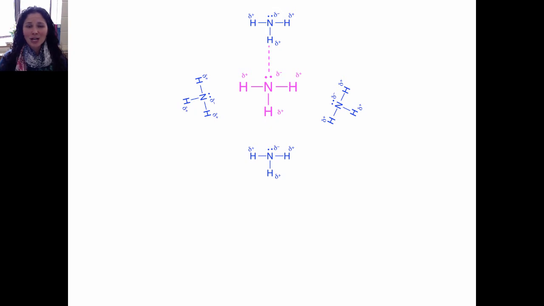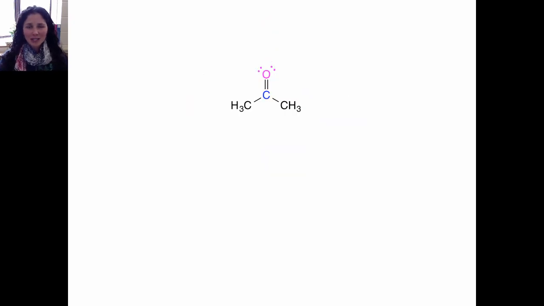The hydrogen bonding interactions are from the lone pairs on each of the nitrogens to one of the partially positive hydrogens. Each molecule of ammonia can make 4 hydrogen bonding interactions, and this network would expand infinitely in a solution of ammonia. Let's talk about solubility.